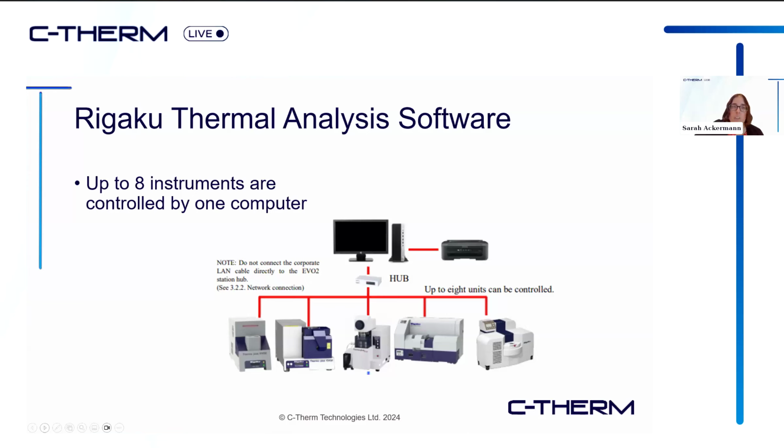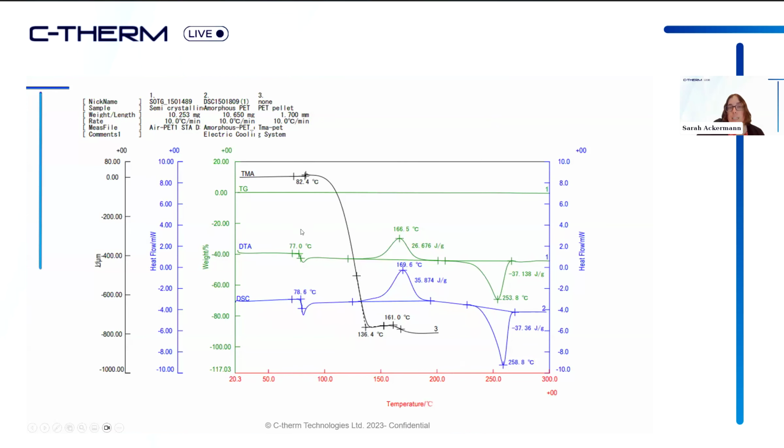The other thing I will note is the software, which you've seen a lot of screenshots and a lot of videos of in this webinar so far, is called Bulios. It's Rigaku's thermal analysis software, and it can control up to 8 units on the same system. And as you saw in the polylactic acid application, you can make a plot of several different signals all superimposed.